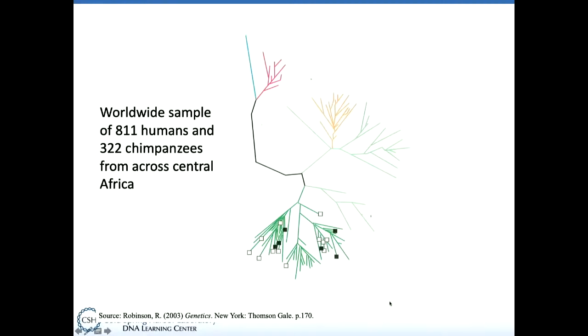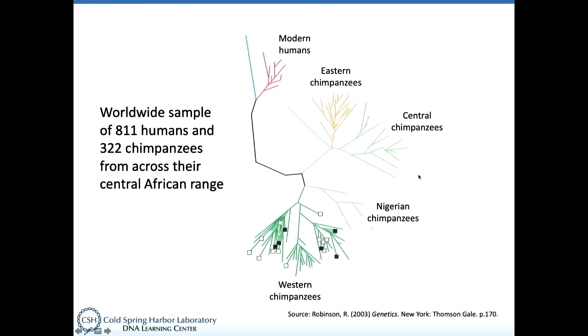And here's a complicated tree where the great, great, great, great grandmother of this whole lineage is here. And at the end of each branch of the tree is one individual, either a chimpanzee or a human. And you can see there were thousands of humans and chimpanzees in this study. And if we label it, we'll see that all the groups of chimpanzees from across the belt of equatorial Africa represent most of the variation in this tree, and modern humans represent only this small fraction.